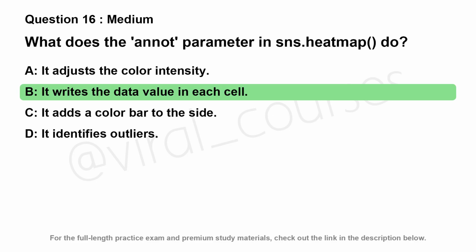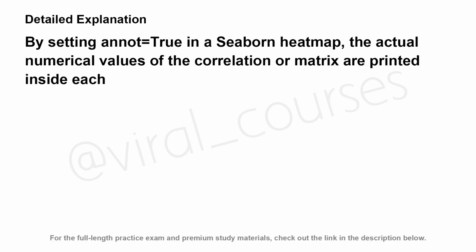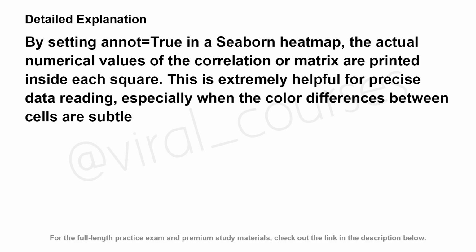The correct answer is B. By setting annot equals True in a Seaborn heatmap, the actual numerical values of the correlation or matrix are printed inside each square. This is extremely helpful for precise data reading, especially when the color differences between cells are subtle.